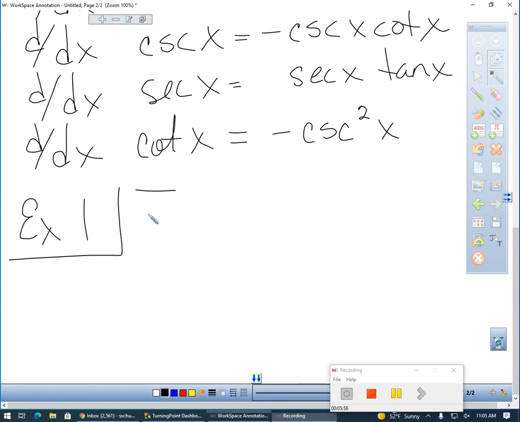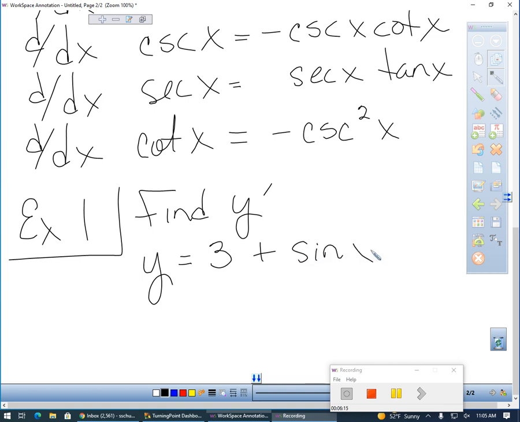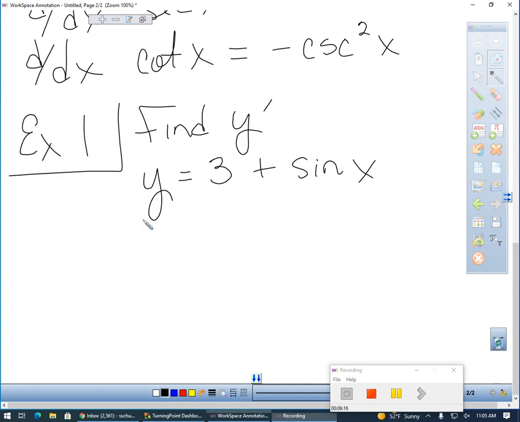So here we go. Find y prime, which just means derivative, which just means dy dx, or f prime of x, or however, they're all the same symbol, right? So I want you to find y prime if I tell you that y equals 3 plus sine x. So y prime, what's the derivative of 3? 0. Okay, so that drops out. What's the derivative of sine x? Cosine. That's it.